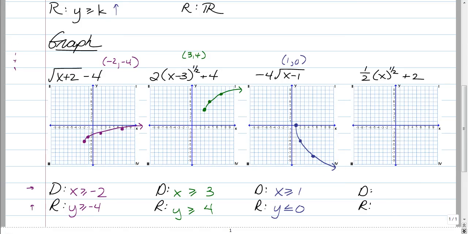So the last one is, again, just another one of these examples. So why don't you pause the video and try that one on your own. Click play when you're ready to see if you got the same answer I got.